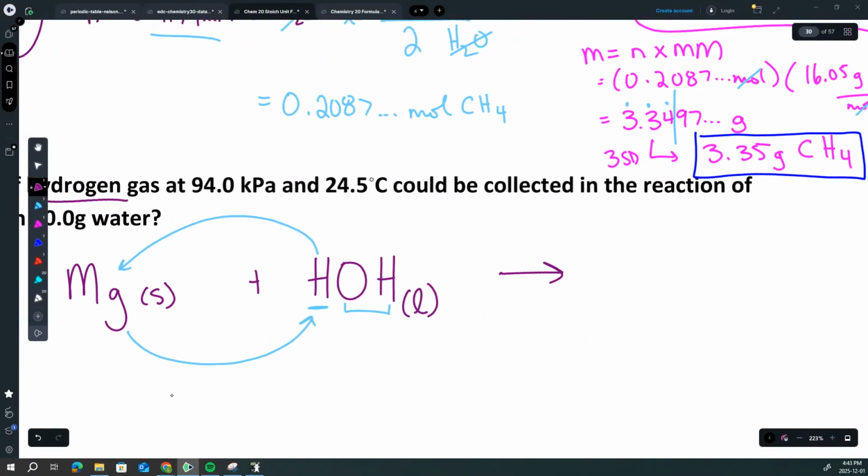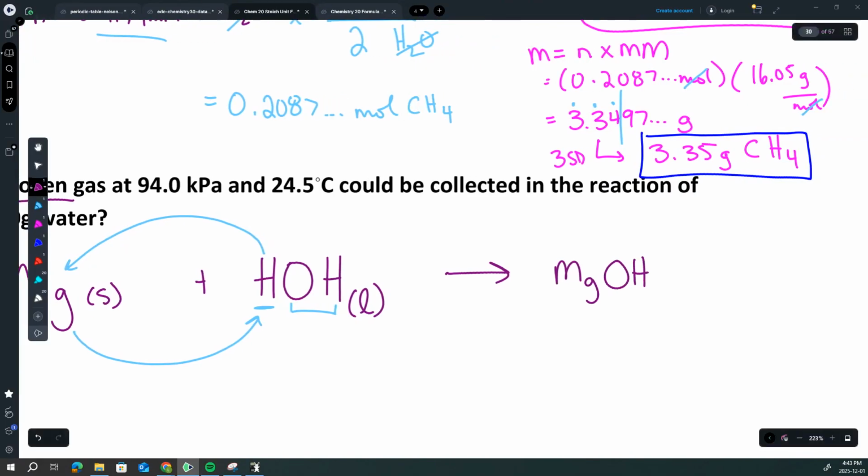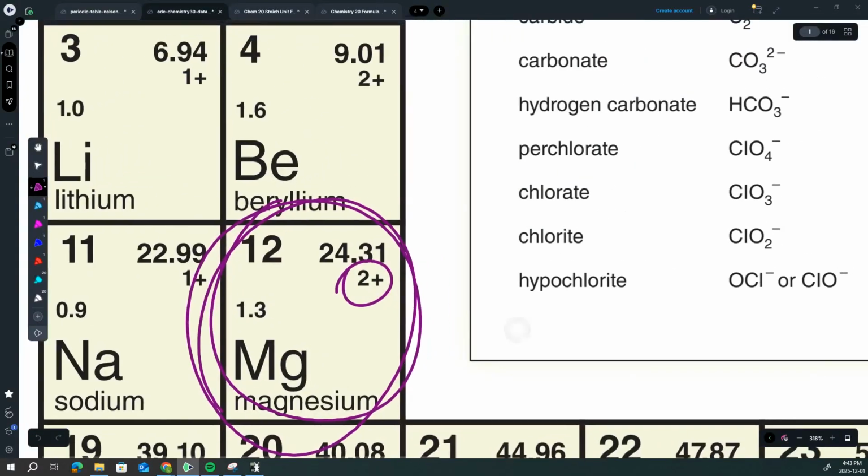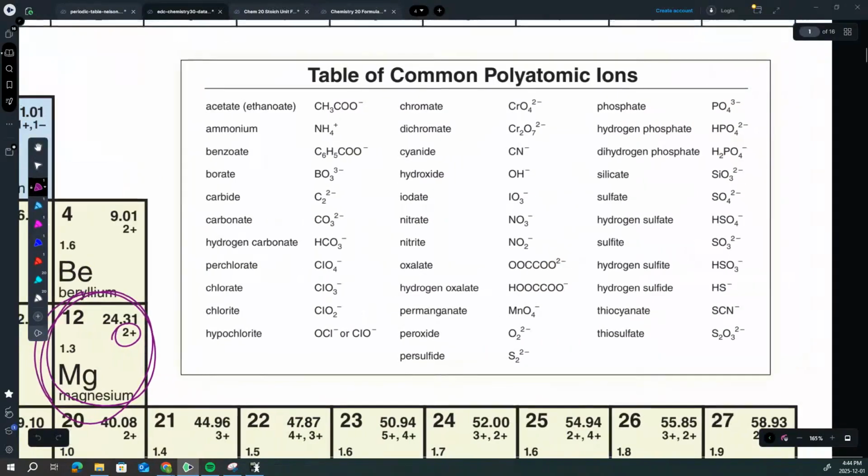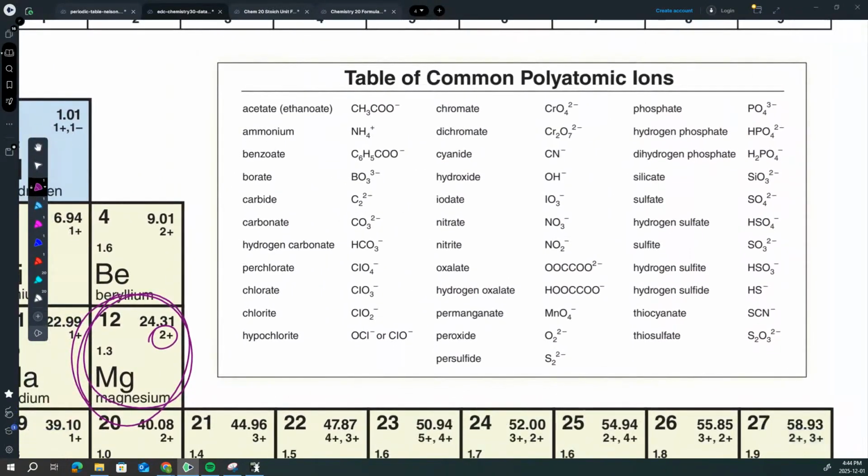Okay, so we have magnesium hydroxide. So magnesium likes to have a 2+ charge. Hydroxide likes to have a -1 charge. If you're wondering where I'm getting the charge for hydroxide, you can look that up in your table of polyatomic ions, and hydroxide is right here. So it's got that -1 charge right there.